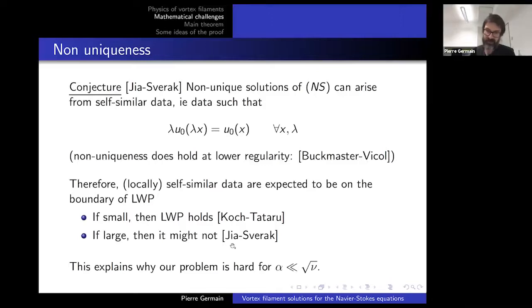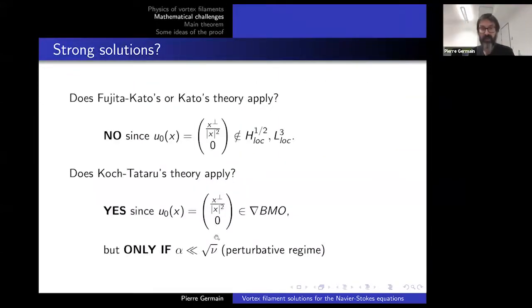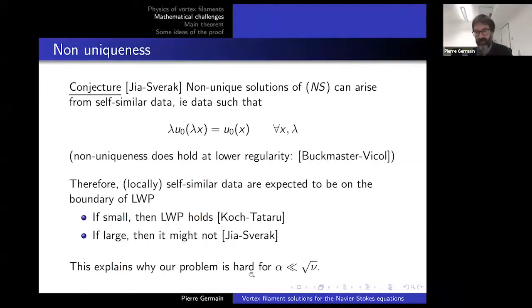This is the conjecture of Jia and Šverák. And this explains why there is this smallness condition here. If you're in a perturbative regime, then things are fine. But if not, the problem becomes hard. And here the sign should be the other way around. Right.